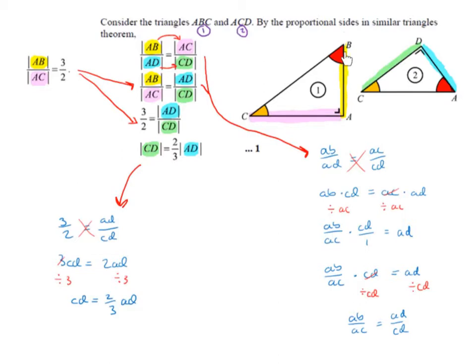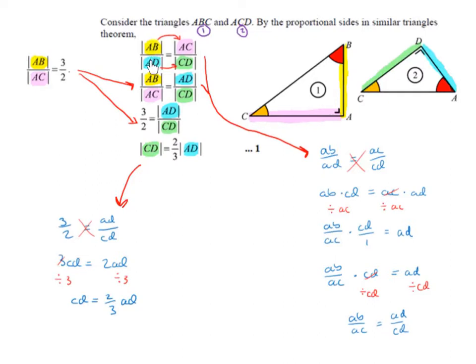So AB corresponds to AD. And we know that these sides match up because we have the red angle on one side of the side and we have the right angle on the other side. And then AC corresponds to CD. And again, we know these match up because we have the orange angle on one side of the side and then we have the right angle on the other side. So they match up. And obviously then CB would correspond to CA, but we don't need that right now.